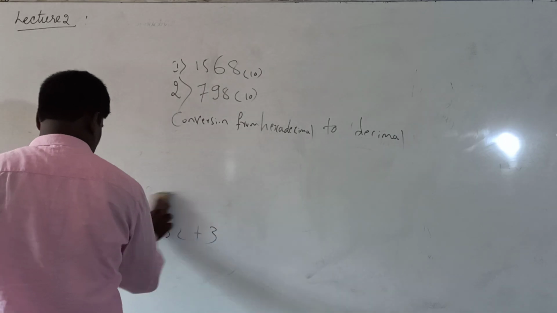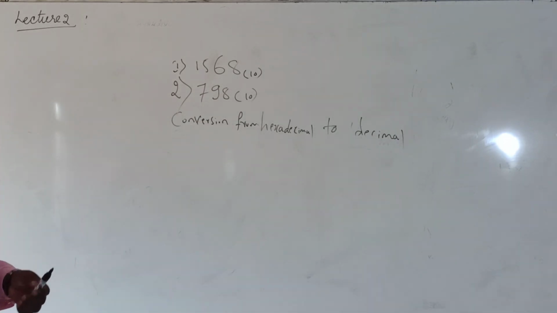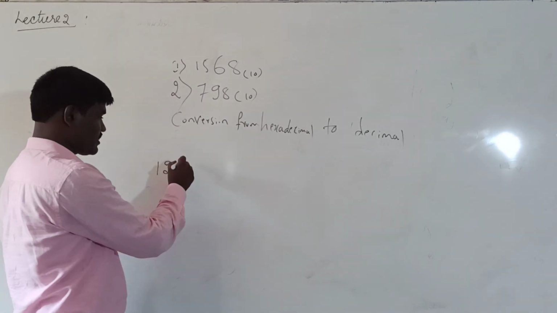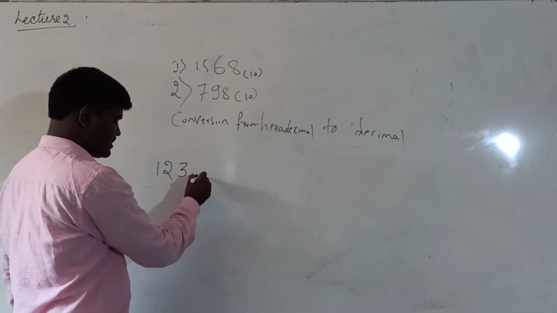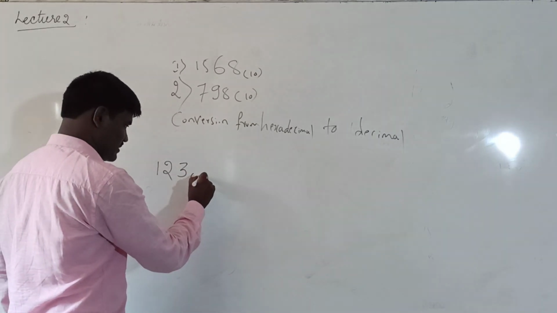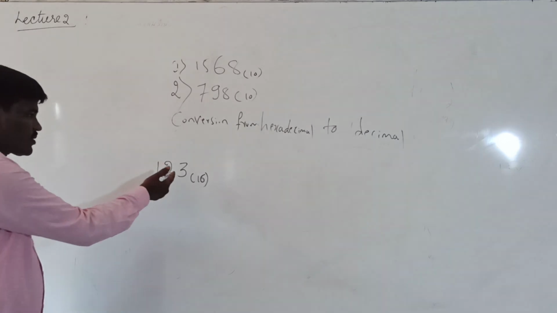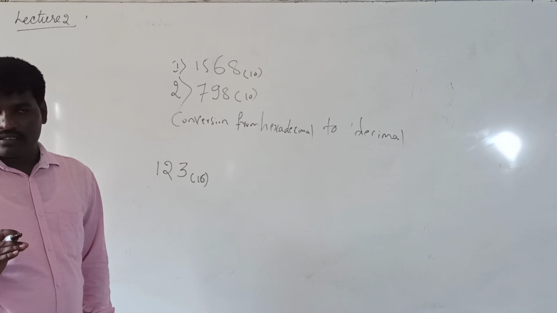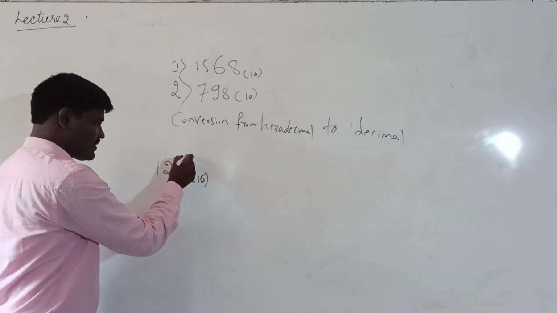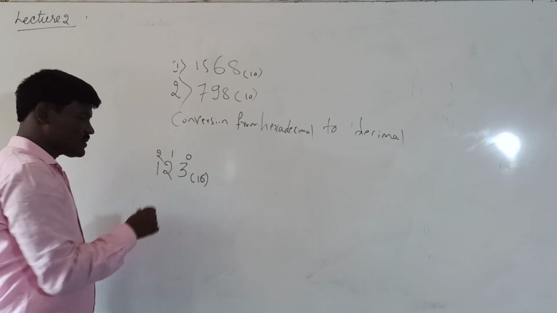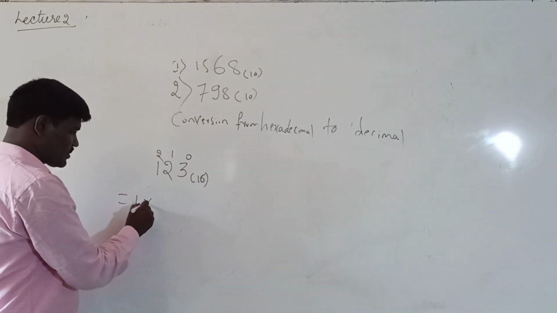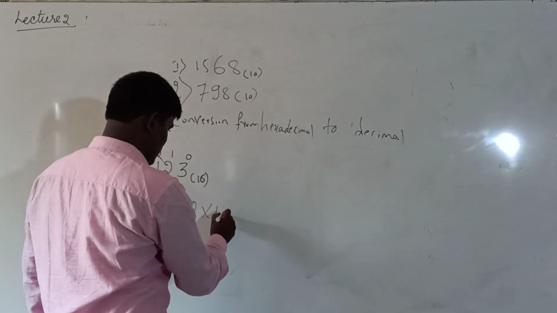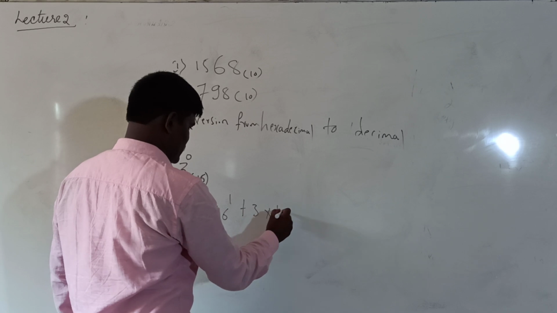See here. Let us say 123 to the base 16. Okay. Now you have to convert this to the decimal number system. Multiply with weight. First you write the powers 0, 1, 2. Here 1 into 16 raised to 2 plus 2 into 16 raised to 1 plus 3 into 16 raised to 0.